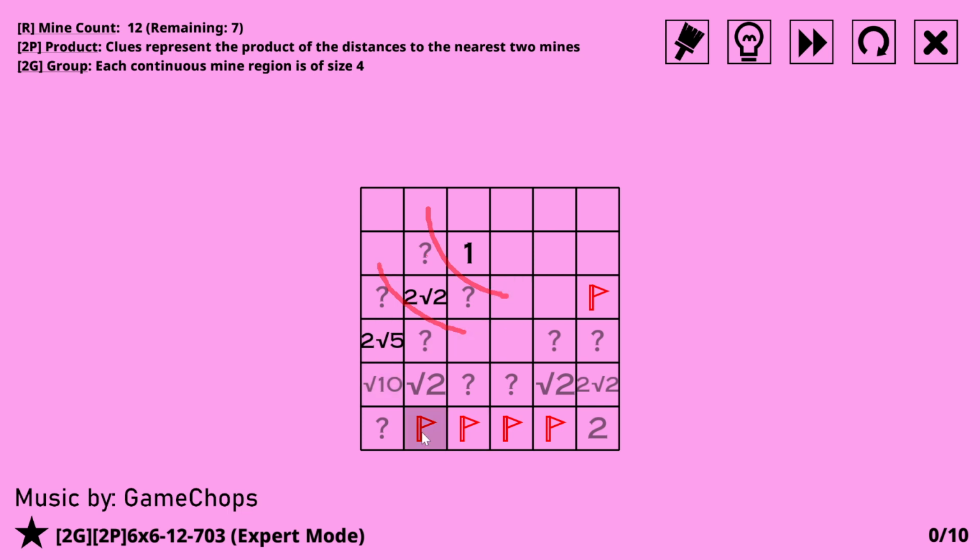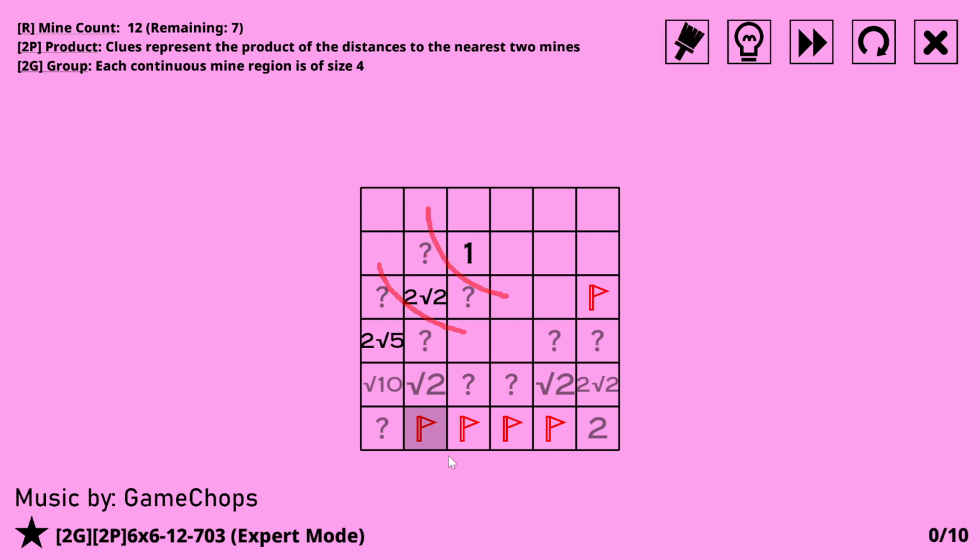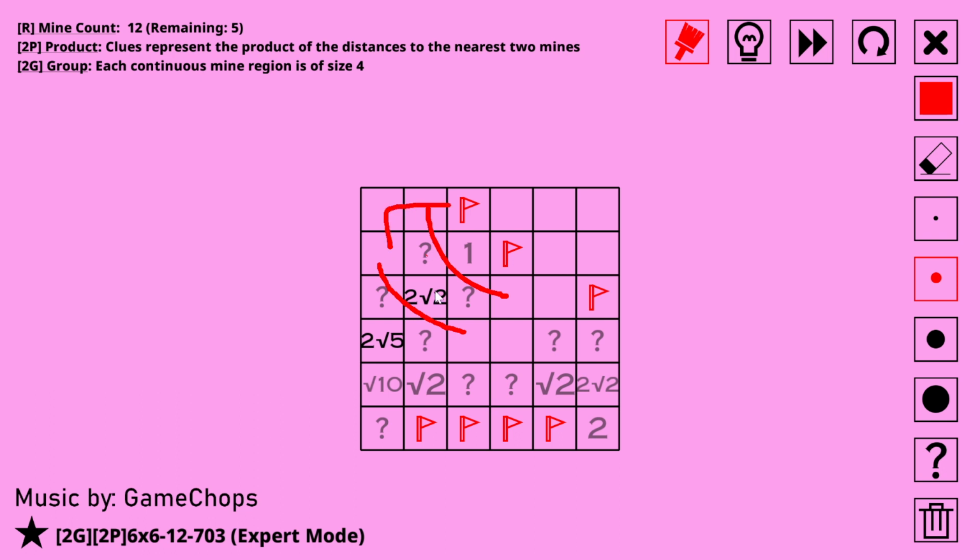Oh, it sees this. Oh, I didn't see that. Interesting. Okay. This 1 means that both of those are mines. We just know that. They form a group of 4. Well, this over here would form a group of 4 like that. This over here would form a group of 4 like that. That breaks. Because this forming a group of 4 isolates both of those.